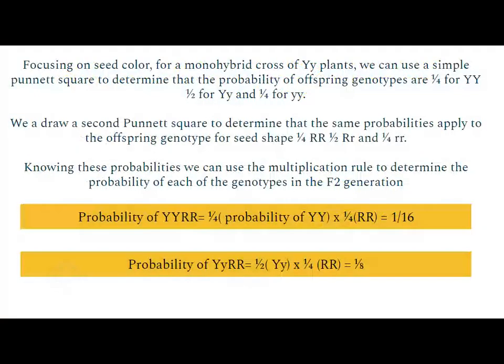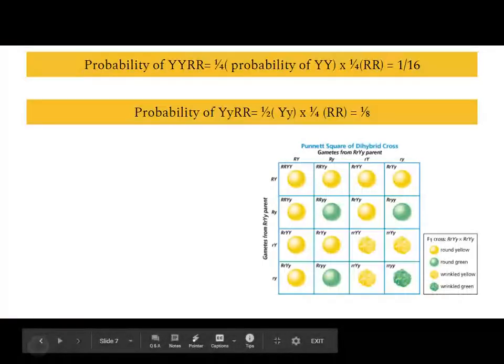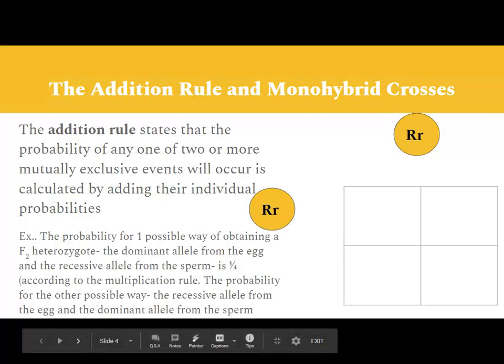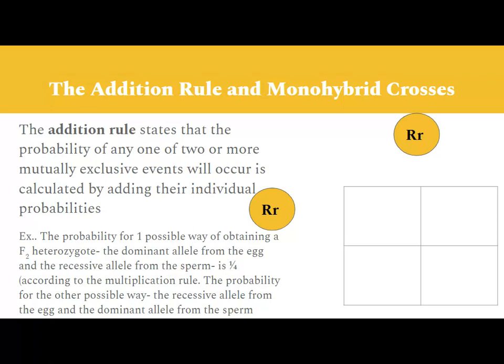I went way too far ahead. Come back. That's not what I want. Okay, there we go. The addition rule, right? This is just an example. This is our definition. The addition rule states that the probability of any two or more mutually exclusive events will occur is calculated by adding their individual probabilities.